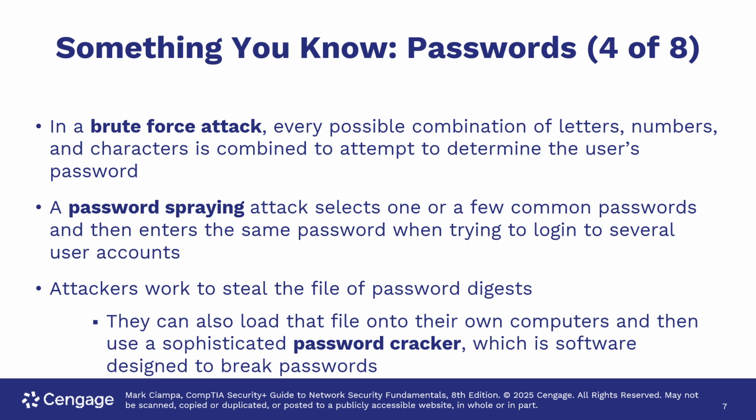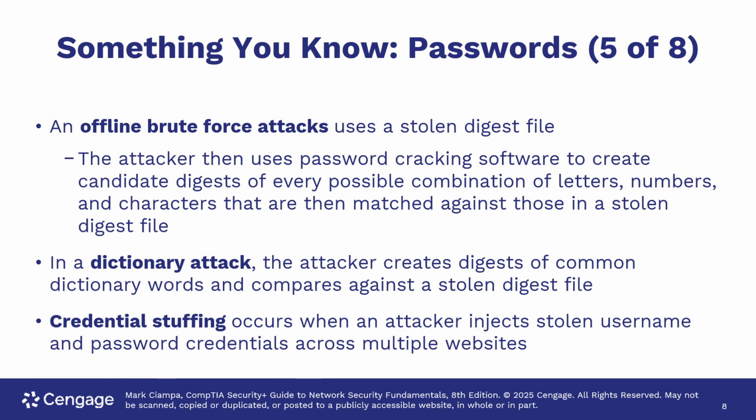The attackers work to steal the file of password digests so that they can then cross-reference them. They can load that into a file on their own computer and use a sophisticated password cracker. An offline brute force attack uses a stolen digest file, and it's just like trying to break into a safe. It's going one after another. In a dictionary attack, it uses words from the dictionary, common words like house, horse, cow, farm, friend, whatever.